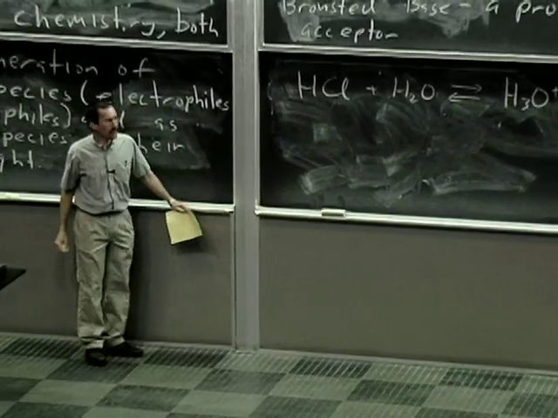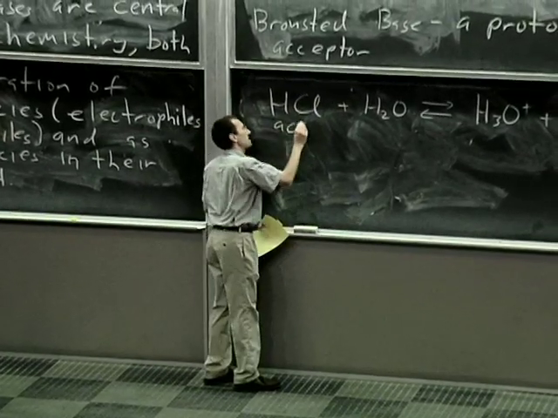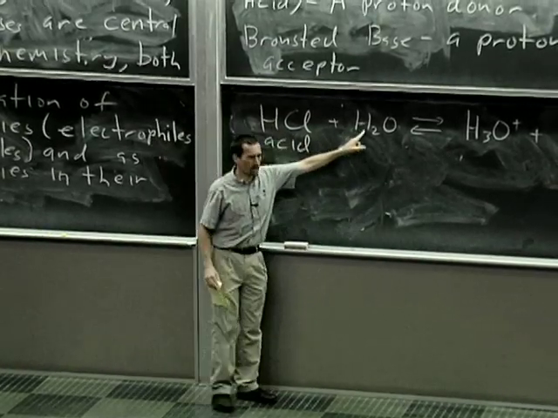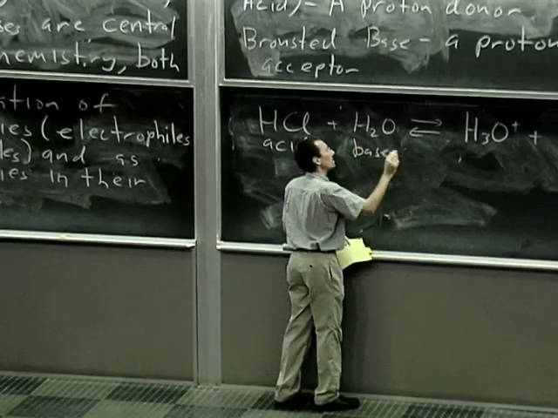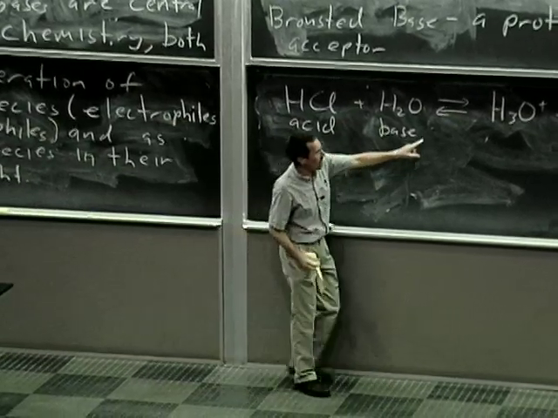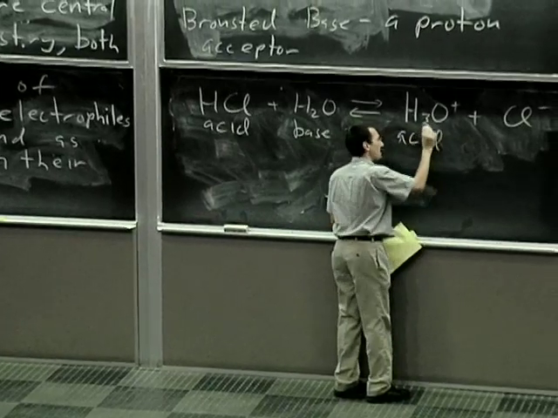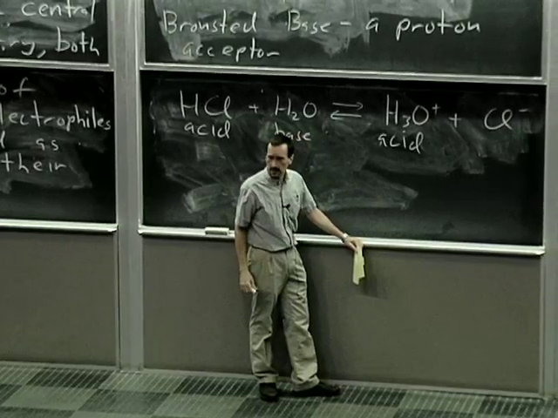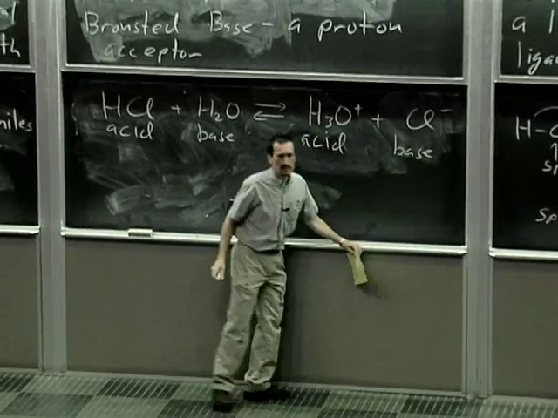In this reaction, the HCl acts as an acid. It donates a proton to water. The water thus acts as a base. We form the conjugate acid of water, H3O+, so I'll say that this is an acid. And we form the conjugate base of HCl, namely chloride. So I'll write that this is a base.